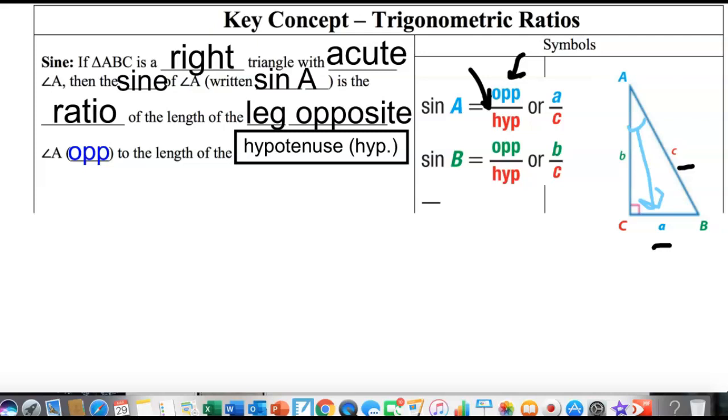And then if we changed our angle, so let's say we're talking about angle B, well, the side opposite of B would be that B that goes there over the hypotenuse again, which is this C value. So again, we're just looking at making fractions if there were to be numbers in there.